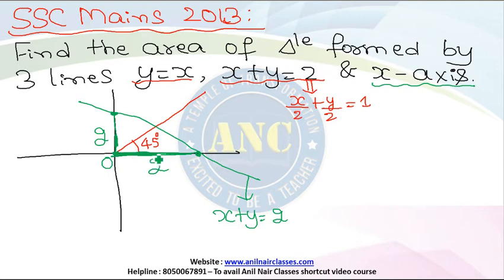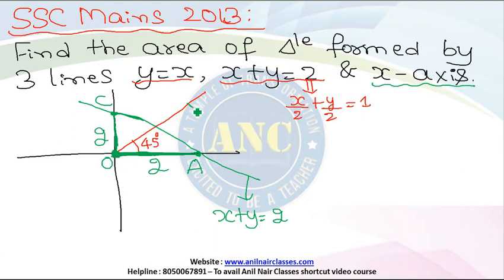Now, if you observe carefully, there is a triangle which is formed here. I will name the triangle as OAC. The straight lines are not drawn to scale, sir. Kindly bear with that. So the area of triangle OAC is what we need to find.